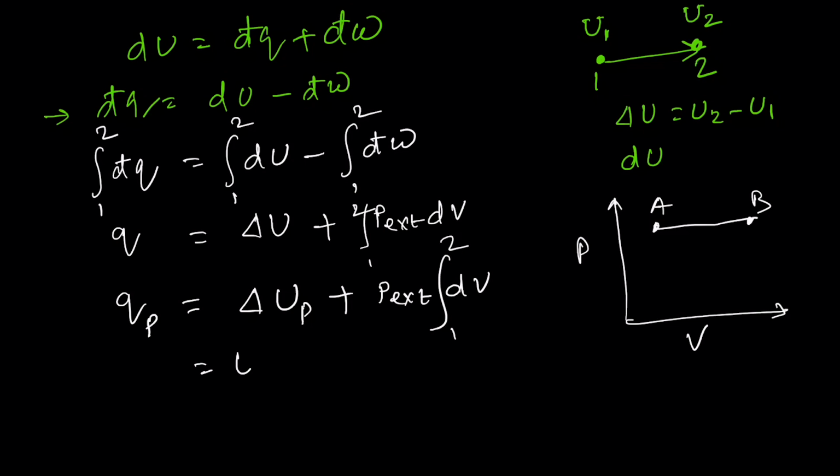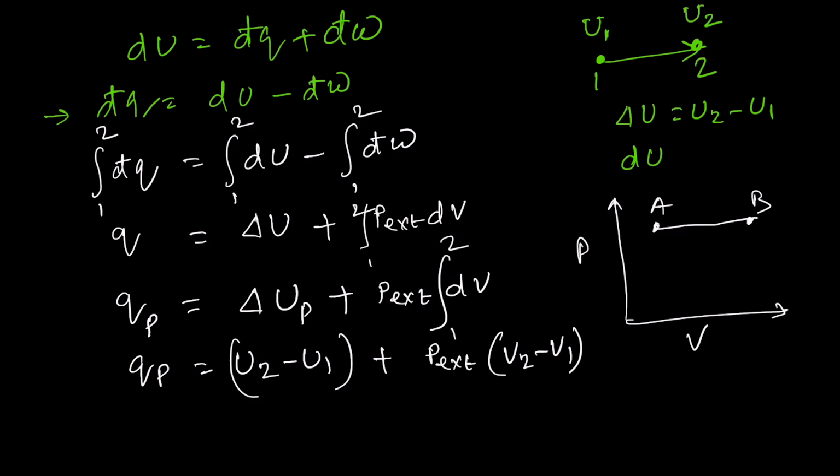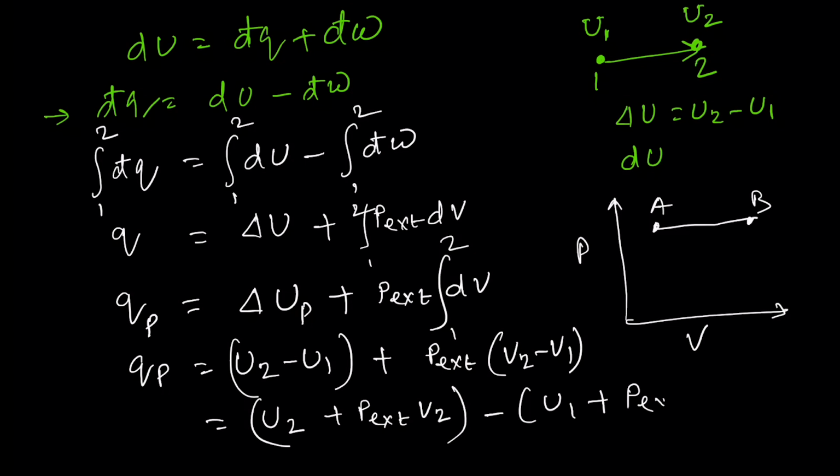So, it is U2 minus U1 plus P external times V2 minus V1 equal to QP. Now, I will simplify it again: U2 plus P external V2 minus U1 plus P external V1. Is it okay? I have just put U and PV together. Is this last line fine?